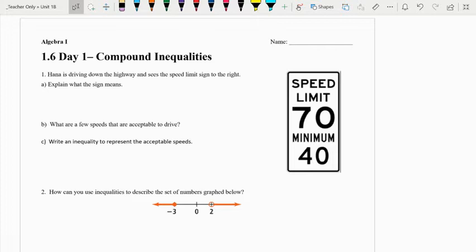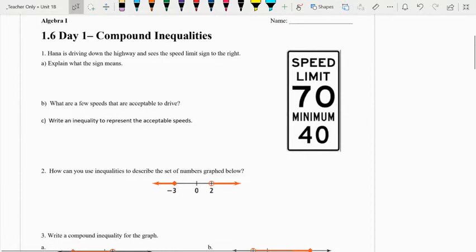All right, so I would encourage you to try number one and two without listening to me do it first, kind of like a warm up. So do number one and two as a warm up to get your mind working on what we're doing today.